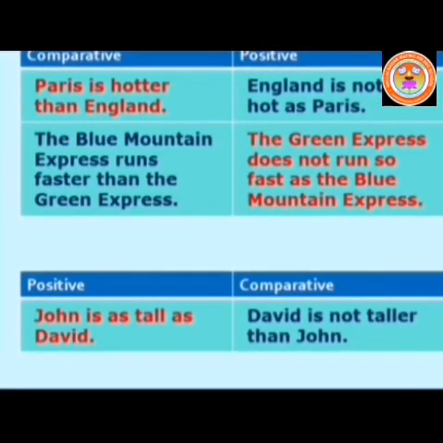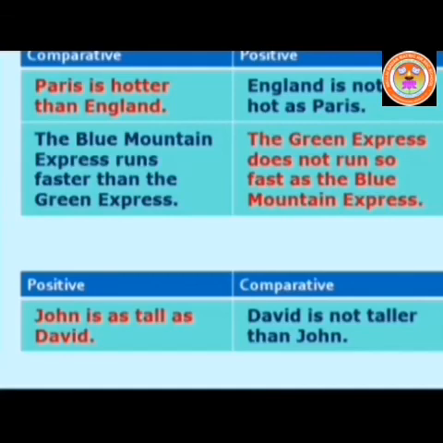See here the next example. The Green Express does not run so fast as the Blue Mountain Express. So here two things are being compared. So in this case no superlative degree. The Blue Mountain Express runs faster than the Green Express. Okay. Then one more thing.